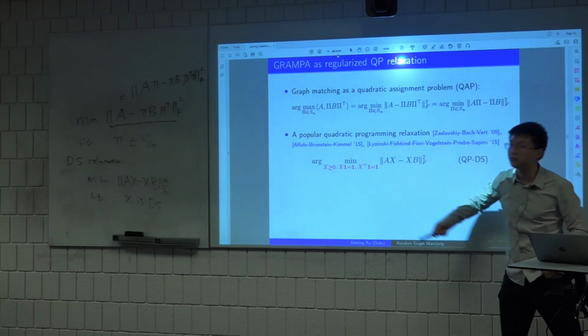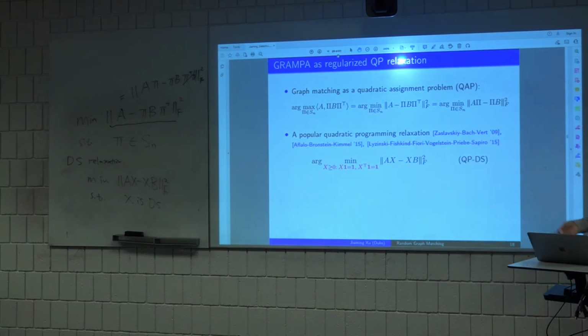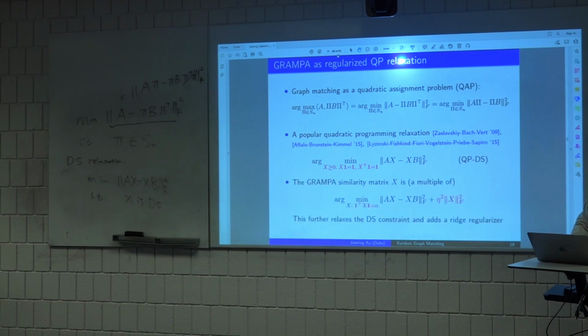Basically just saying that if you look at the row sum, it should equal 1, the column sum should equal 1, and this matrix has to be non-negative. Okay, so this is actually a very popular quadratic program relaxation. People have used that in many applications. But something that we want to understand is what's the theory behind that, and how this relates to the GRAMPA method. So it turns out that this GRAMPA similarity matrix X is some like a solution of this, but not quite.